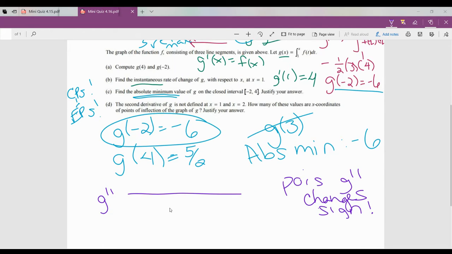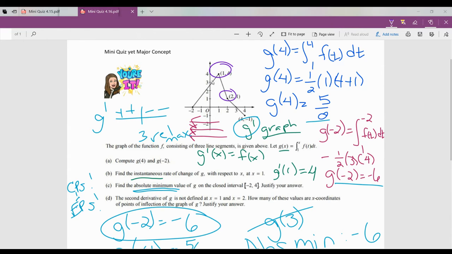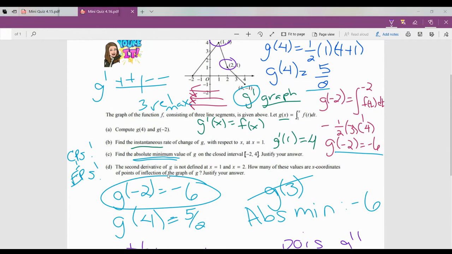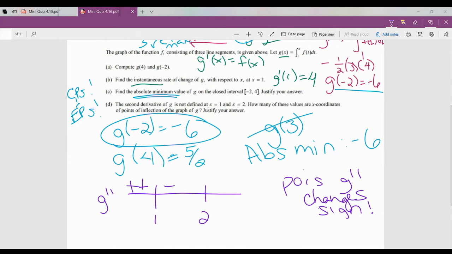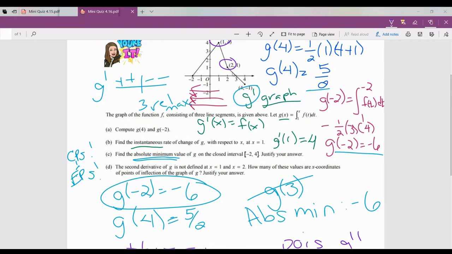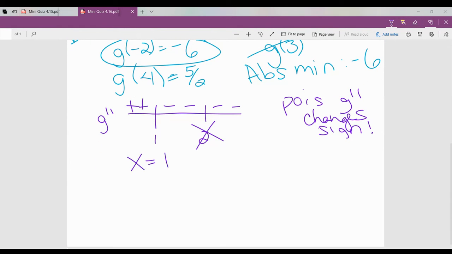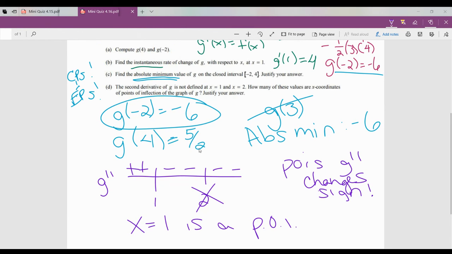So when I look at g double prime, that's the slope of that graph. So we're looking at 1 and at 2. The slope to the left of 1 is positive. The slope to the right of 1 is negative. The slope to the right of 2 is negative. So 2 is not a point of inflection. X equals 1 is a point of inflection because g double prime changes signs. All right, that's my justification. Okay, so that's it for that one.